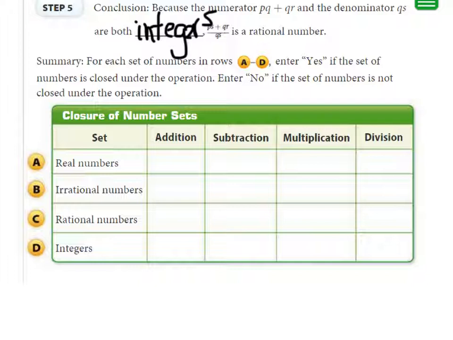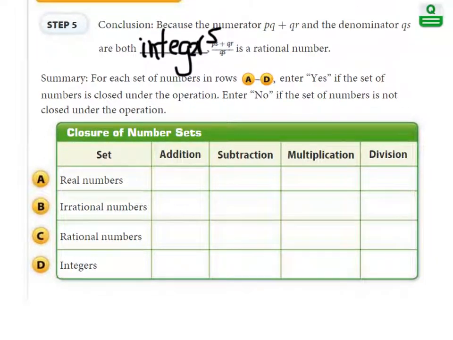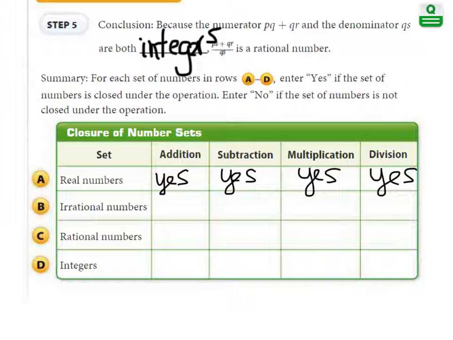All right, well, real numbers, that's pretty easy. It is closed under all operations because there's no way to take 2 real numbers and get a non-real number. And again, you'll talk more about those in Algebra 2.